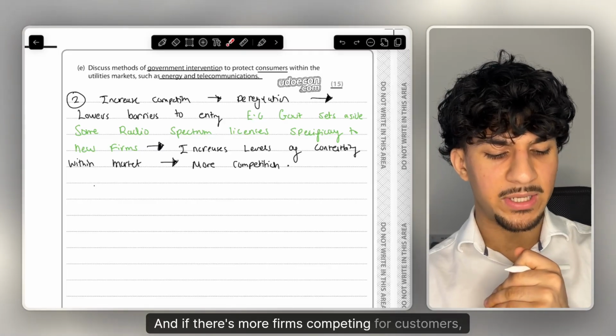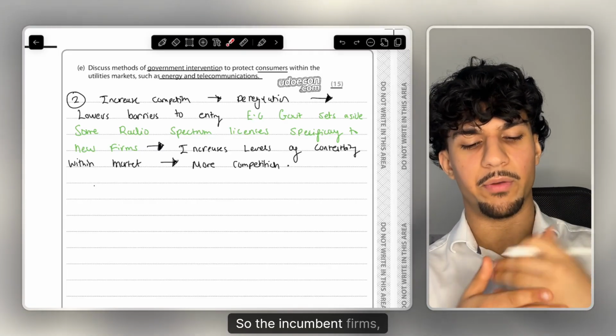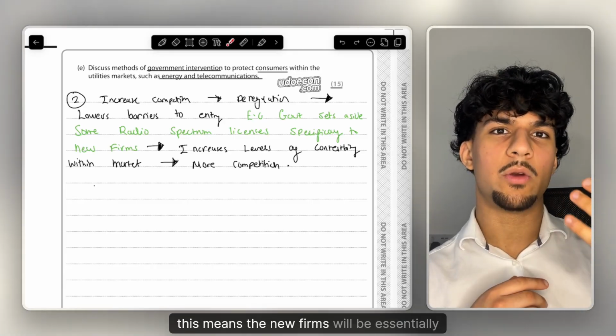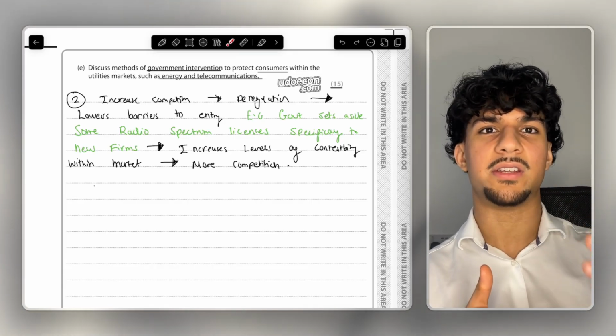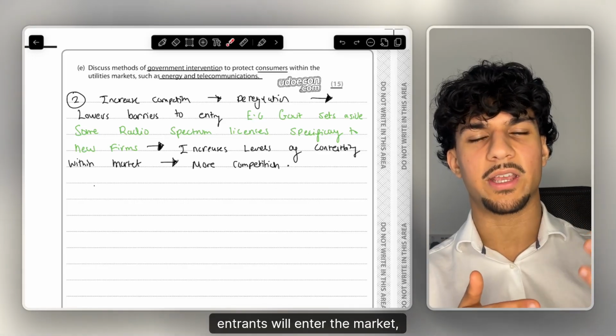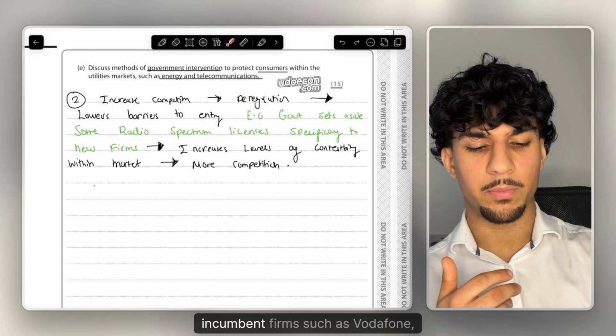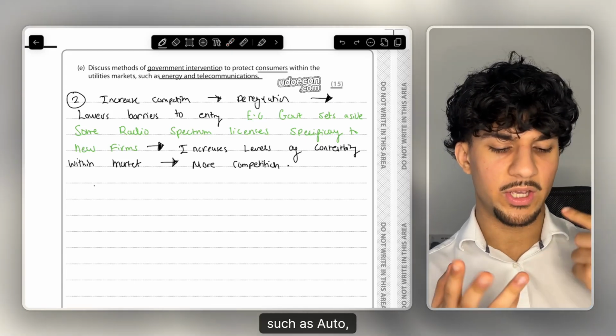And if there's more firms competing for customers, let's think about the new entrants versus the existing firms, so the incumbent firms. This means the new firms will be essentially stealing demand away from the incumbent firms, since these new entrants will enter the market, maybe set a lower price and steal customers away from these incumbent firms such as Vodafone, such as O2, such as EE.